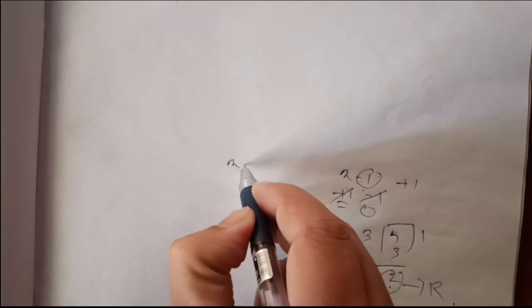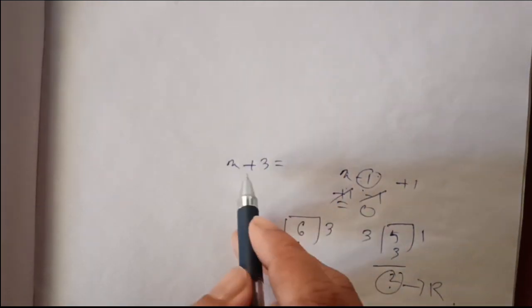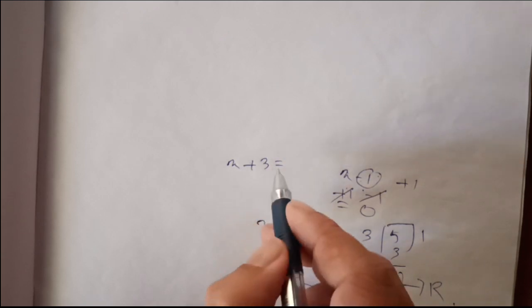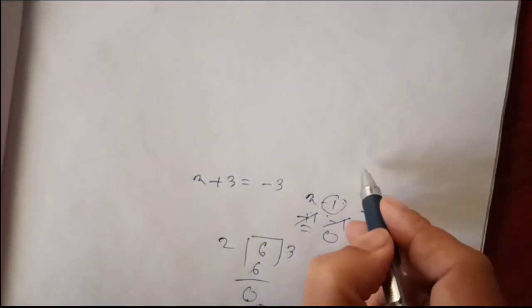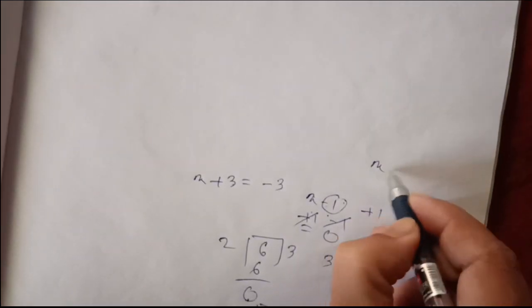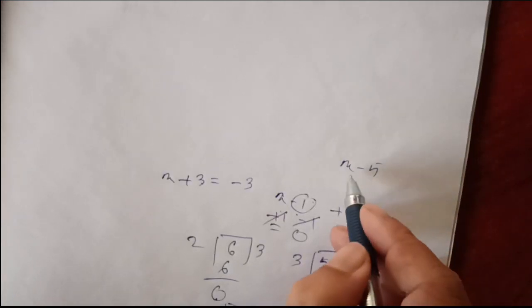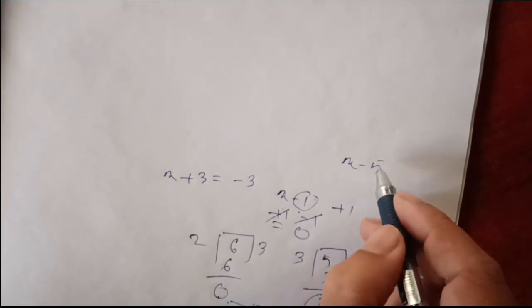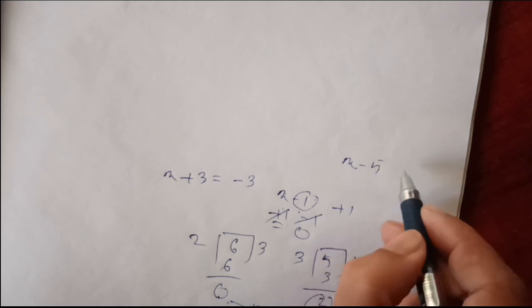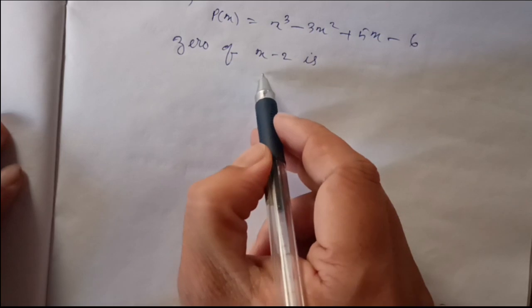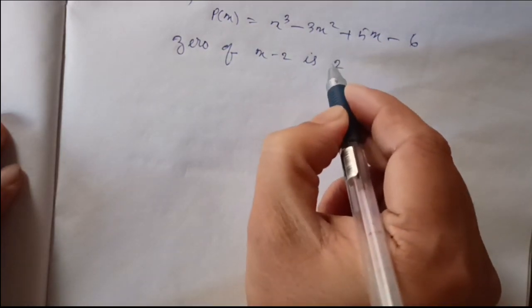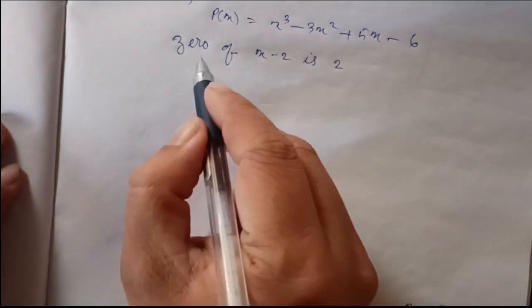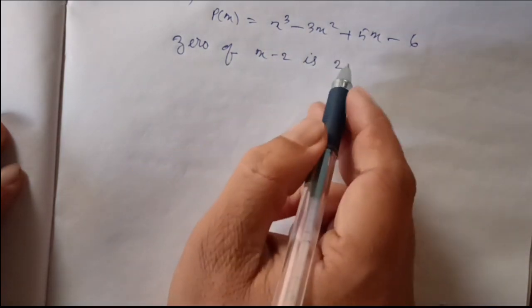Let me take another example. X plus 3. Then what is the 0 of x plus 3? The 0 of x plus 3 is, what is the opposite of plus 3? It is minus 3. Okay, now I think it is easy. Now x minus 5. What is the 0 of x minus 5? The 0 of x minus 5 is opposite of x minus 5. It is plus 5. So likewise, opposite of minus 2 is plus 2. Plus we don't need to write. So remember that 0 of x minus 2 is 2.